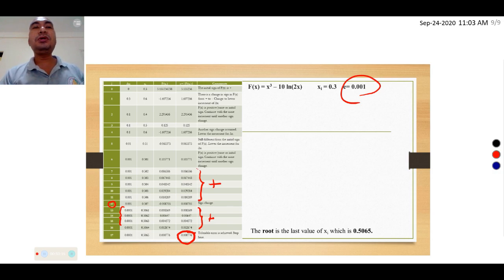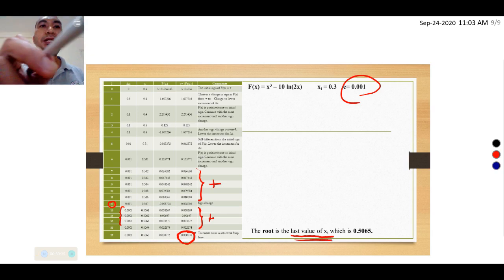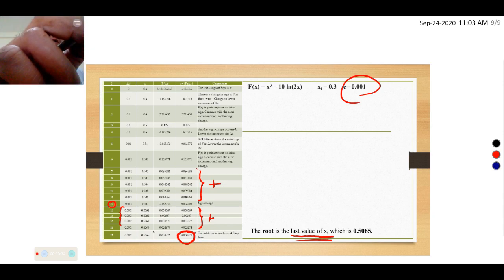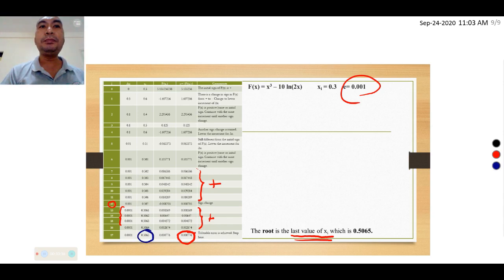So what is the root of the equation using the ISM? The root of the equation will be the last value of xi. So what is the last value of xi here? The last value of our xi is 0.5063. That's why the root of the equation given is 0.5065.